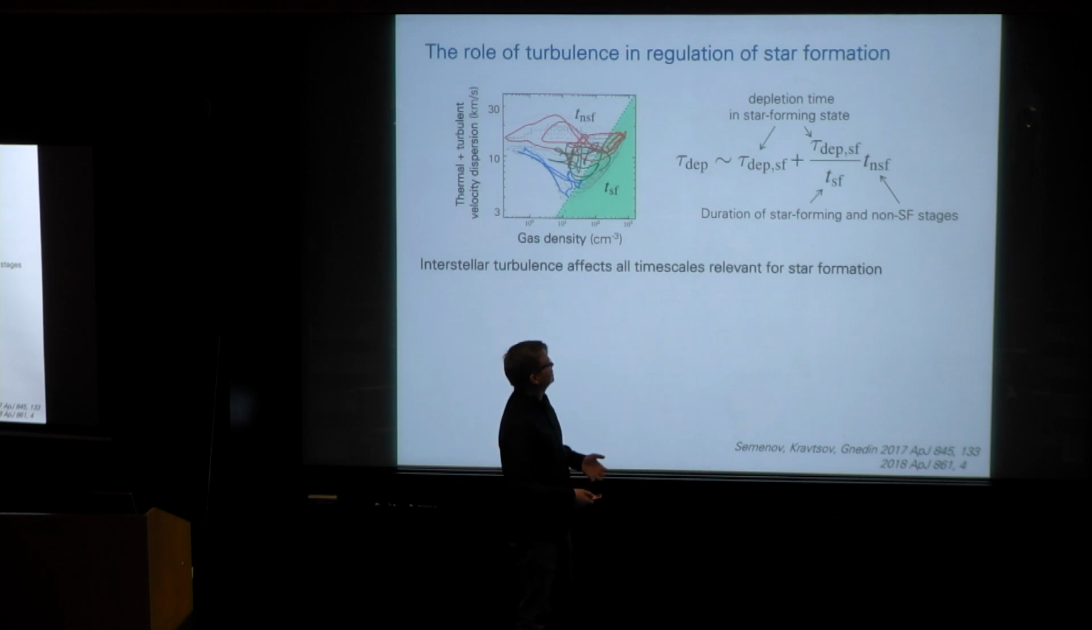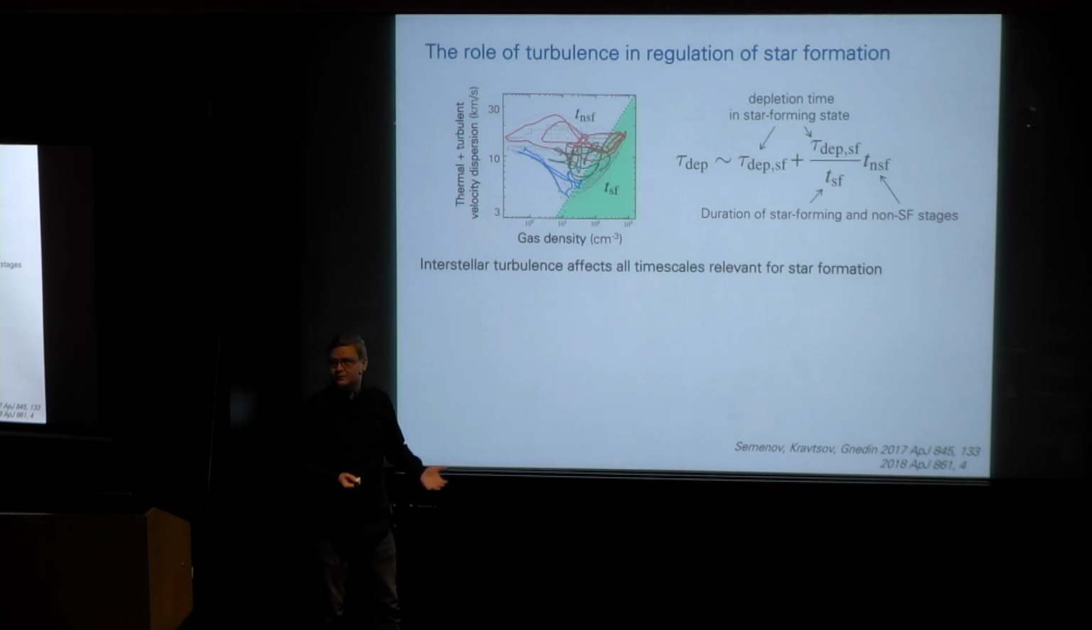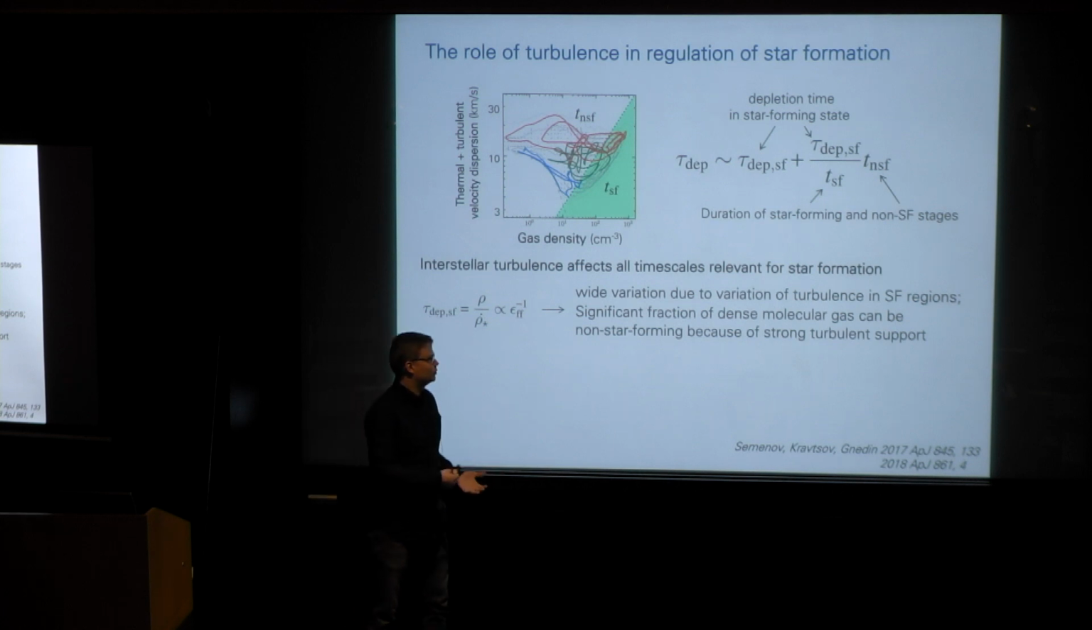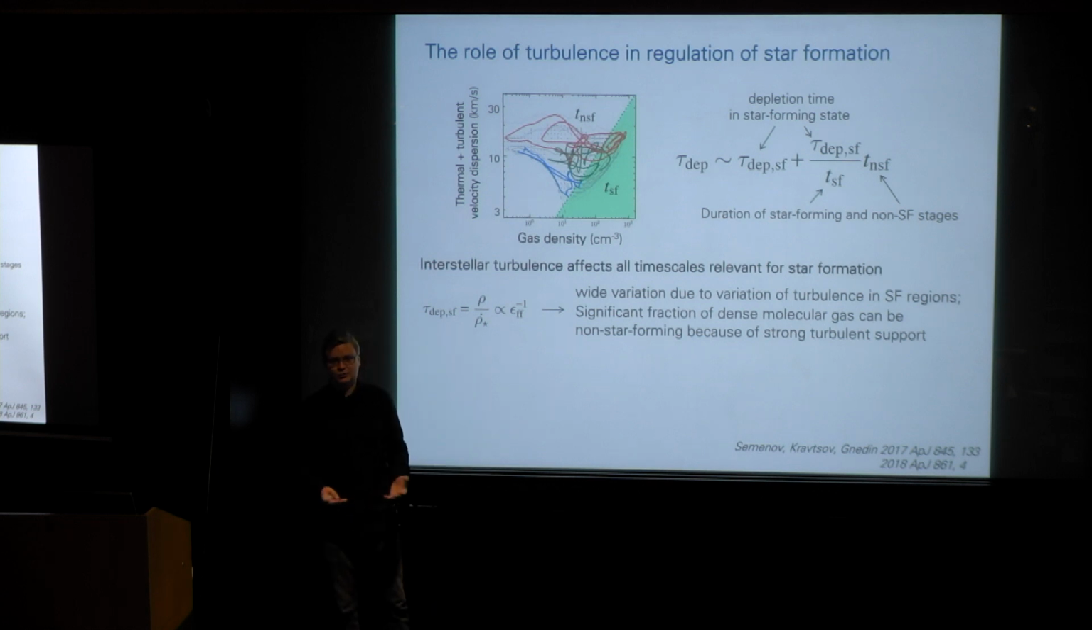And we can use it, for example, to understand what's the role of the turbulence in setting the global star formation rates on large scales. So as I said, in principle, turbulence affects all these relevant time scales. So for example, as I said before, the local depletion time is very sensitive to the local turbulent support in star-forming regions. So stronger turbulent support can reduce star formation efficiency and increase local depletion time scale. So this means that there can be abundant dense and molecular gas in galaxies, which is non-star forming just because of strong turbulent support. And nowadays there is observational evidence that such gas exists.